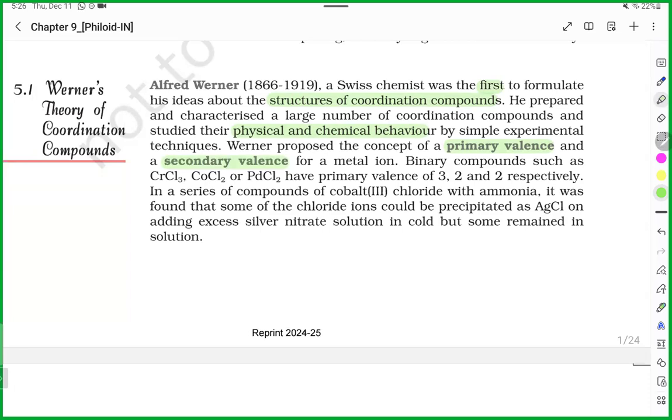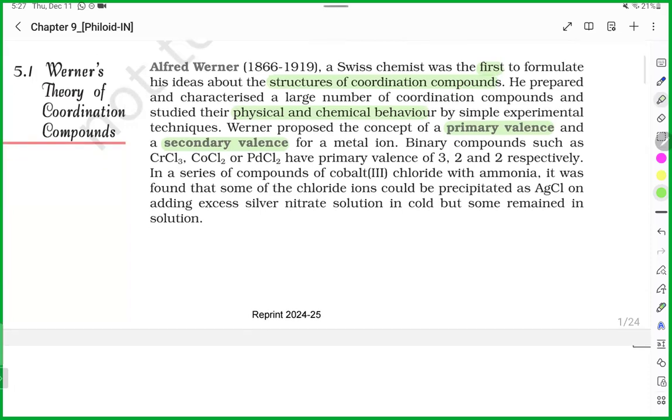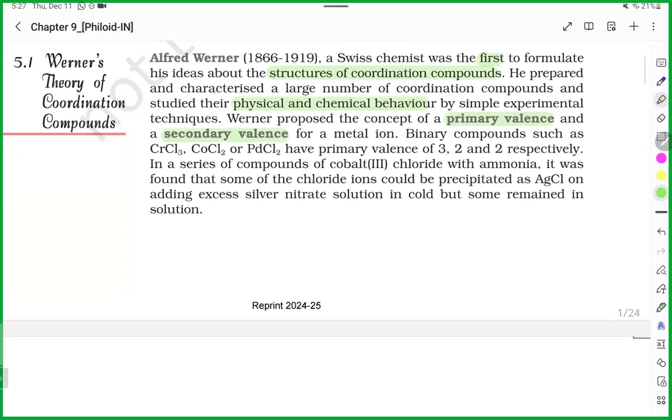What do you mean? What is the difference between these two? Sir, primary valency is ionizable, secondary is not. Correct. Primary valence gives the oxidation state, and secondary valence is based on the number of ligands, the coordination number. So what is the coordination number here? Coordination number is the number of ligands, but the coordination number also depends upon the denticity. Once you finish denticity, then you find out the coordination number.